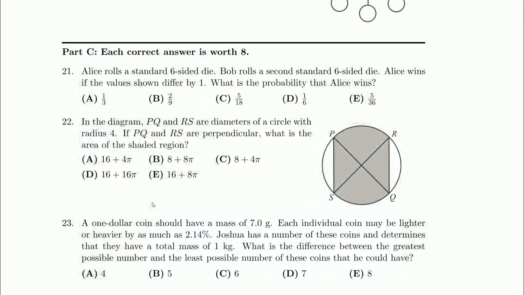If you haven't given it a try, I would encourage you to pause the video and try it out for yourself. So here's question 22 now. In the diagram, PQ and RS are diameters of a circle with radius 4. Diameters all pass through the same center. So if the radius is 4, then we get a 4 here, a 4 here, a 4 here, and a 4 here. And if PQ and RS are perpendicular, so we can draw a bunch of little right angles in there, what is the area of the shaded region?